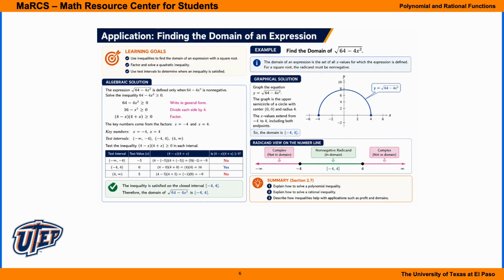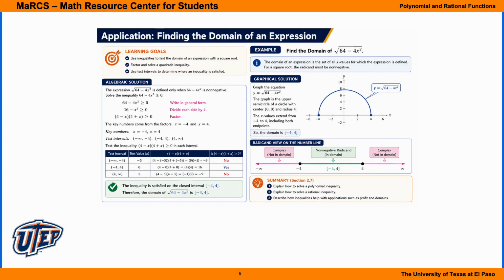64 minus 4x squared is greater than or equal to 0. So first we can factor out a 4. So we can divide by 4 on both the left and right hand side. So 64 divided by 4 is 16, and 4 divided by 4 is 1. So we'll have 16 minus x squared is greater than or equal to 0. Now we see 16 minus x squared is a difference of squares. So that can be factored into 4 minus x times 4 plus x, greater than or equal to 0.